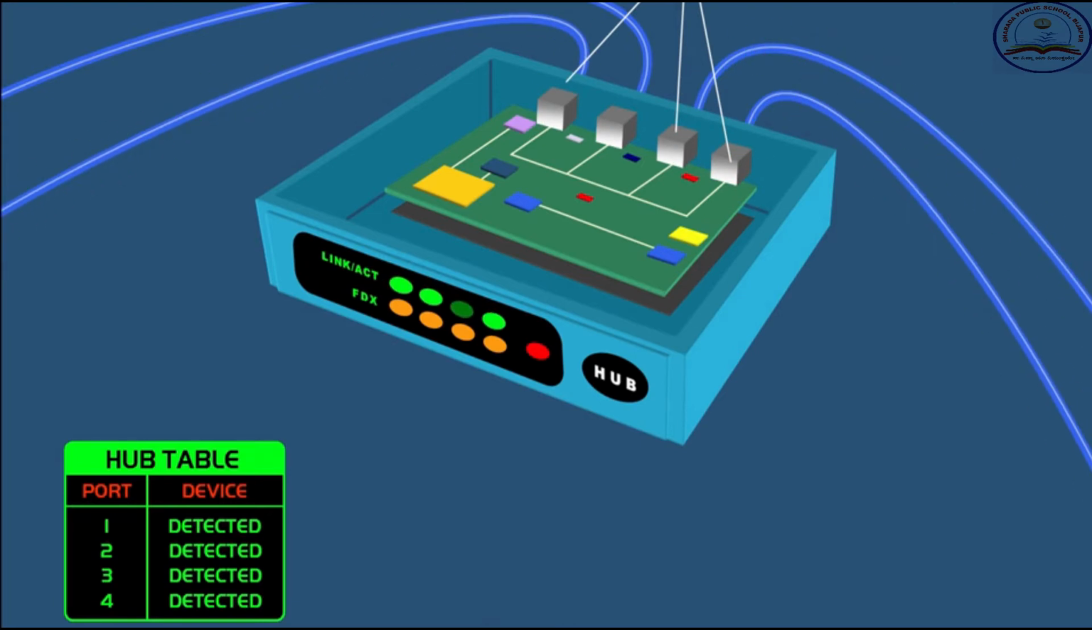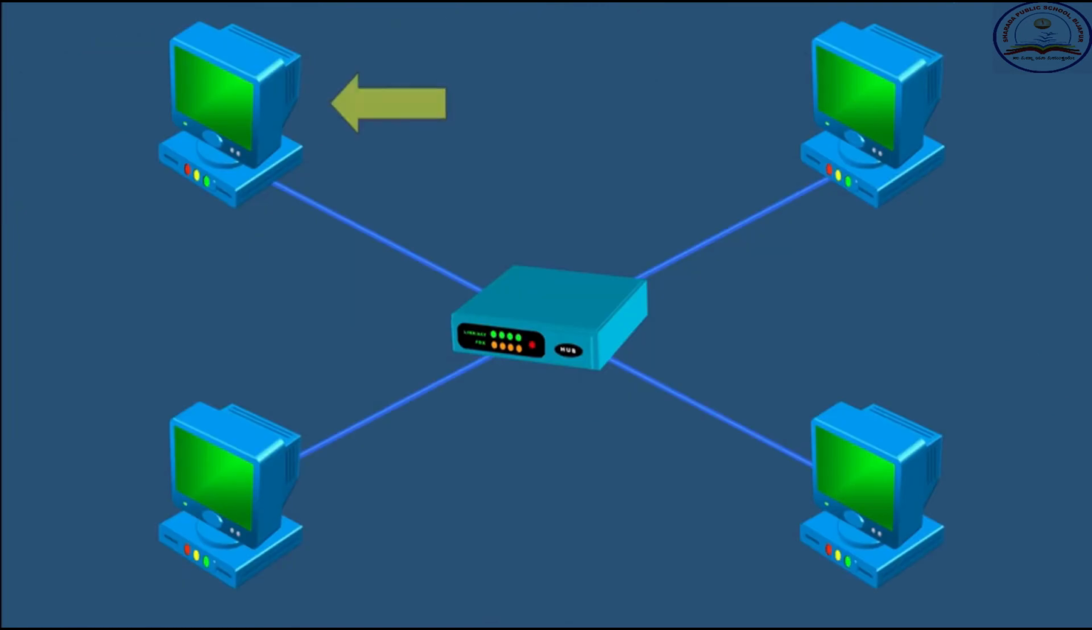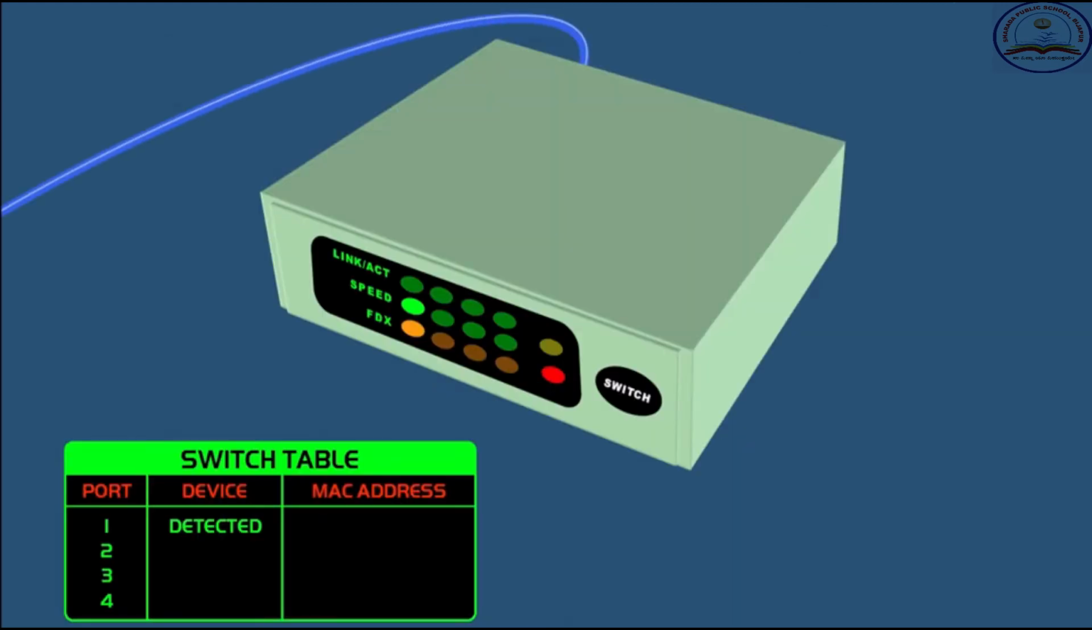I'll show you another example. I want to send one piece of information to another computer. So see, it is sending to all the computers. So it is called a dumb switch. That's why most people don't use a hub in a network. So we'll move to the next concept, that is switch.